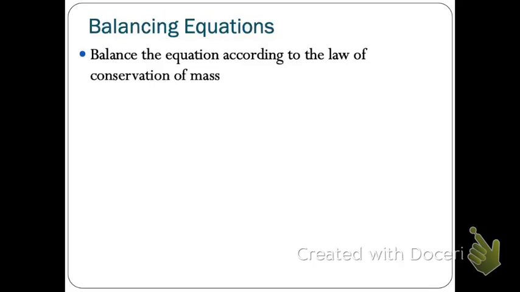Chemical equations, remember, are like the recipe for an experiment. The recipe for a chemical reaction to take place is written as a chemical equation. And we talked about different types of chemical equations.